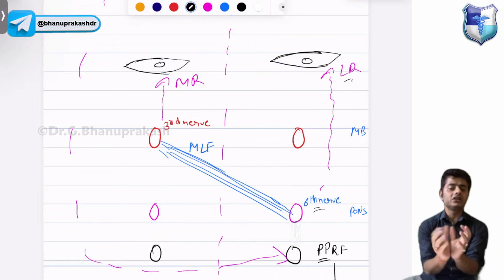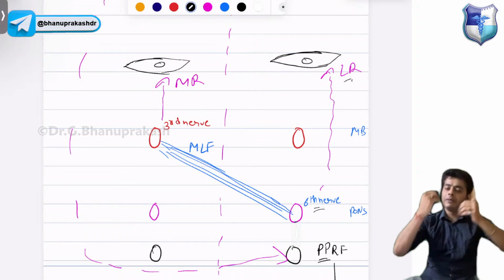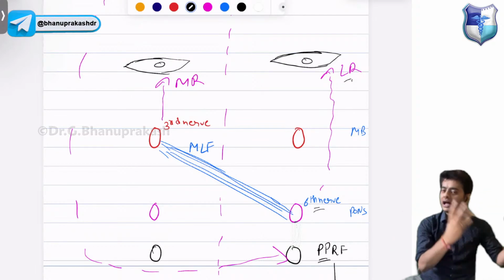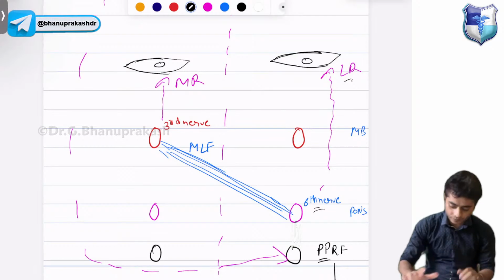So in a cerebral hemisphere lesion or frontal eye field lesion, eyes will go towards the side of the lesion. But in the brainstem, that is a left PPRF lesion, eyes will go opposite to the side of the lesion.